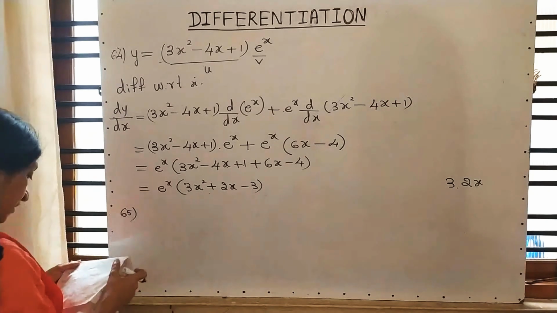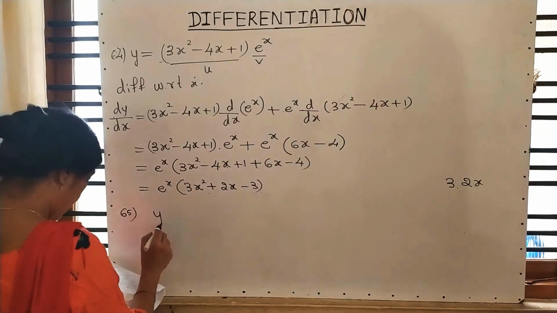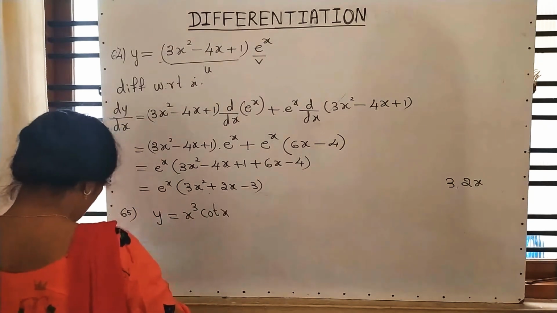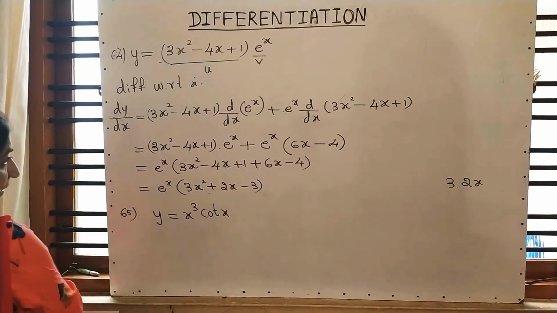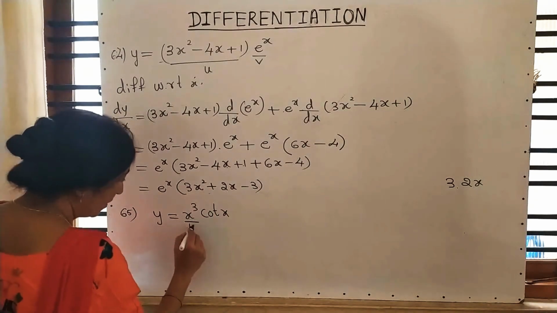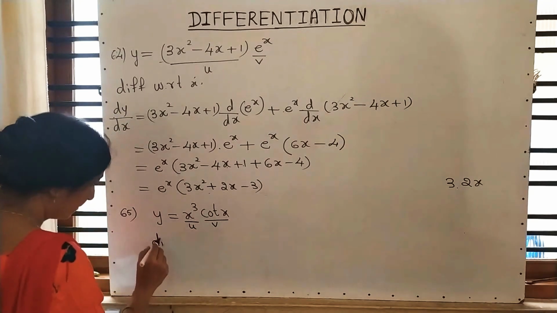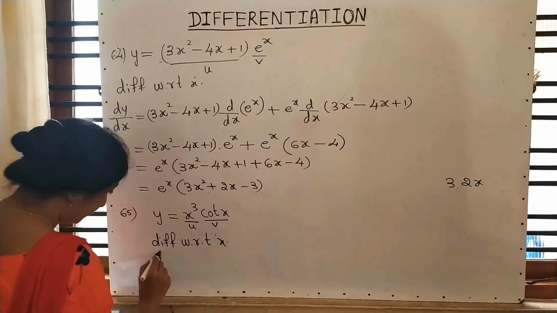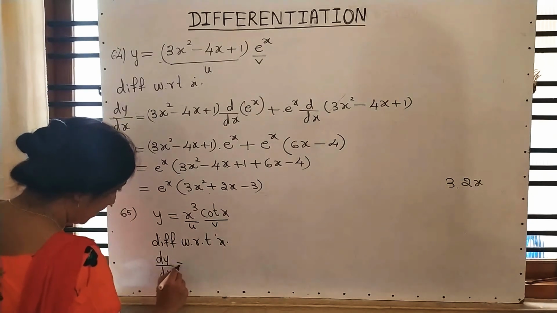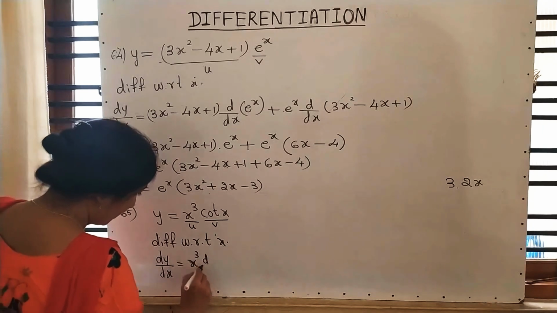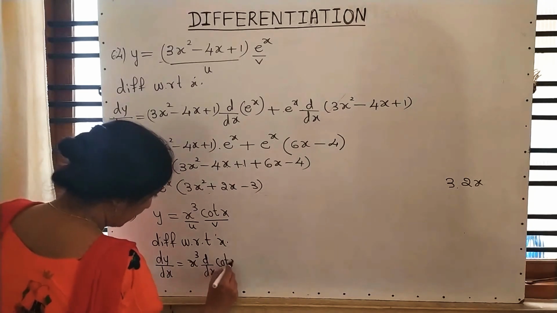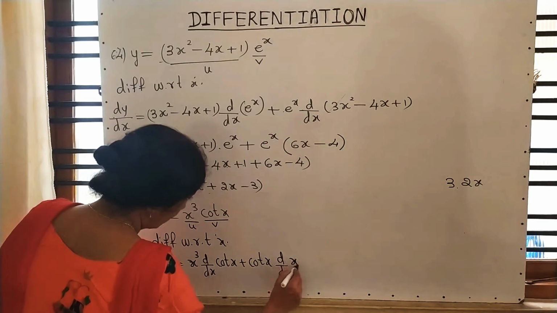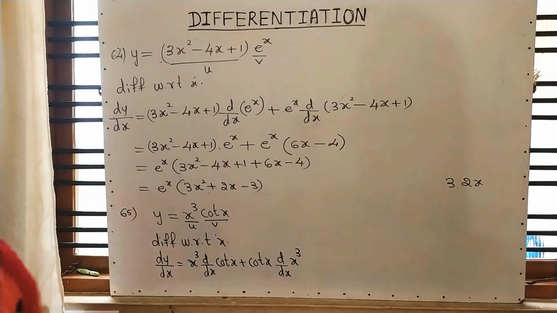Next question number 65. y is equal to x cube cot x. Yes, tell me which formula is applicable. Again as usual, u into v. This is u, this is v. Differentiating with respect to x. dy upon dx is equal to x cube as it is, differentiation of cot x plus cot x as it is, differentiation of x cube. Correct or what?